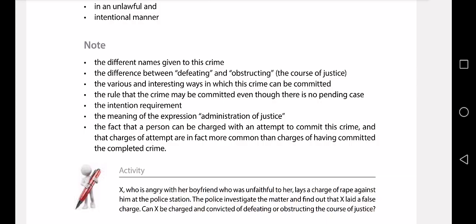The fact that the person can be charged with attempt to commit this crime, and the charges of attempt are in fact more common than charges of having committed a completed crime.